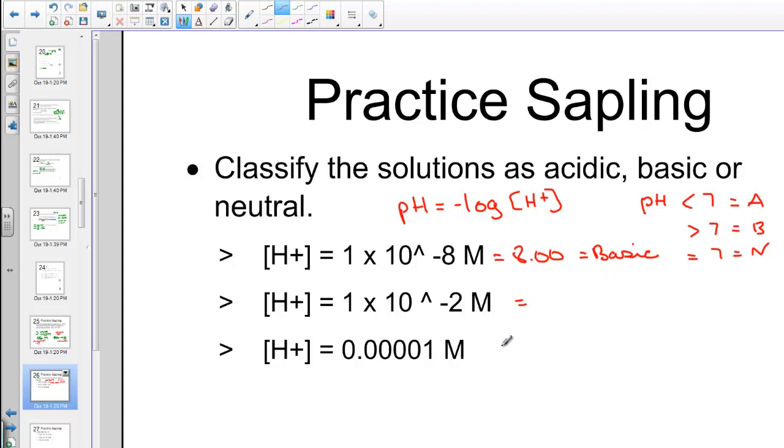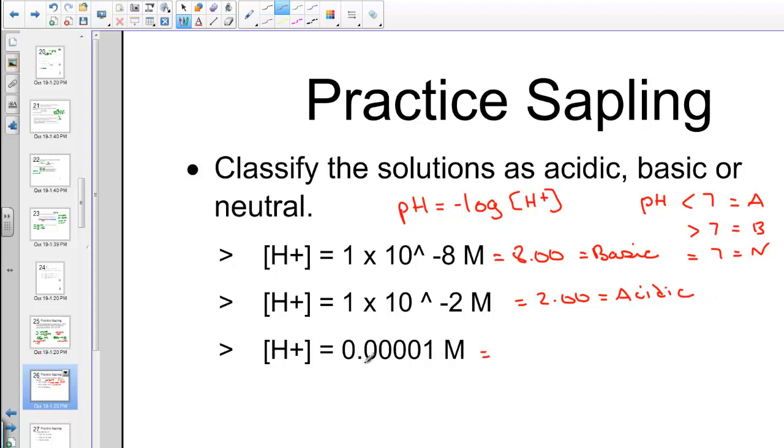What is the pH when the hydrogen ion equals 1 times 10 to the -2? So negative log on your calculator, 1e -2, close your parenthesis. Negative log 1e -2 gives me a pH of exactly 2.0. That is a number less than 7, so here we have an acidic solution.